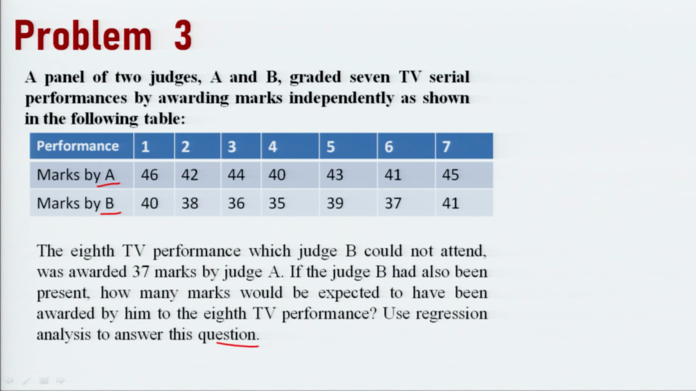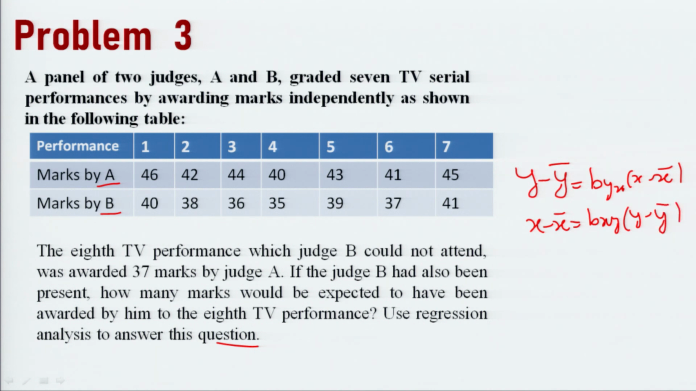There are two choices. We know that there are two line equations: y minus y bar equals byx times x minus x bar, and second, x minus x bar equals bxy times y minus y bar. Here there are two variables A and B. We find the value of B when A is 37. The marks given by A is 37, what marks are given by B to the 8th performance?